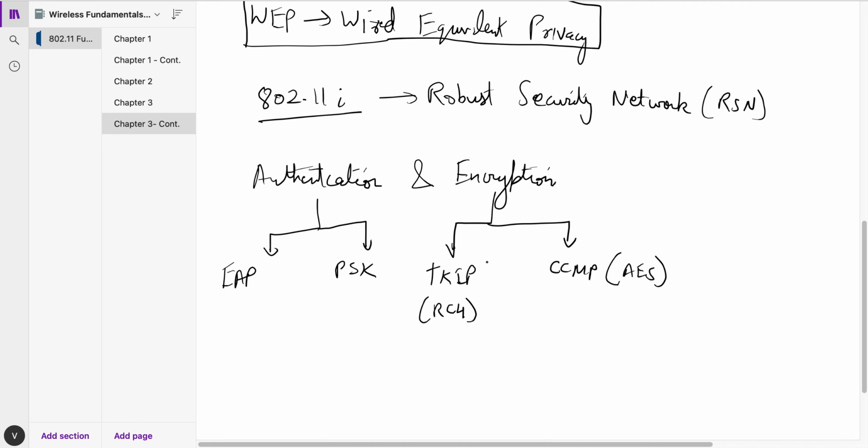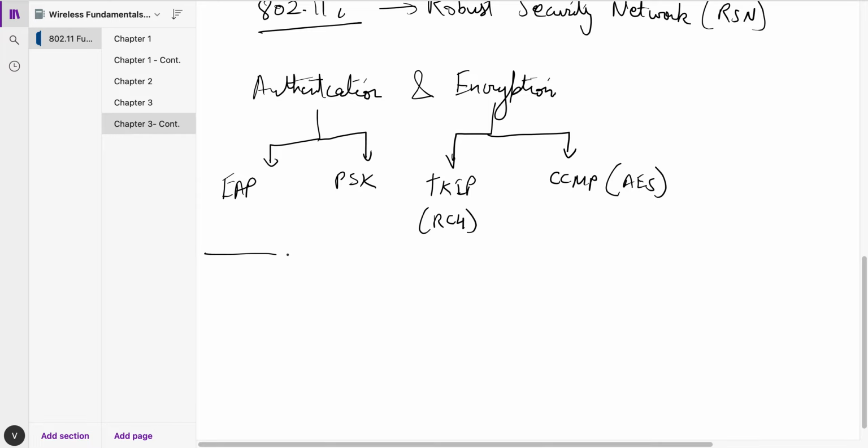Okay. The next standard that we want to talk about is .11r. Let me draw a line.